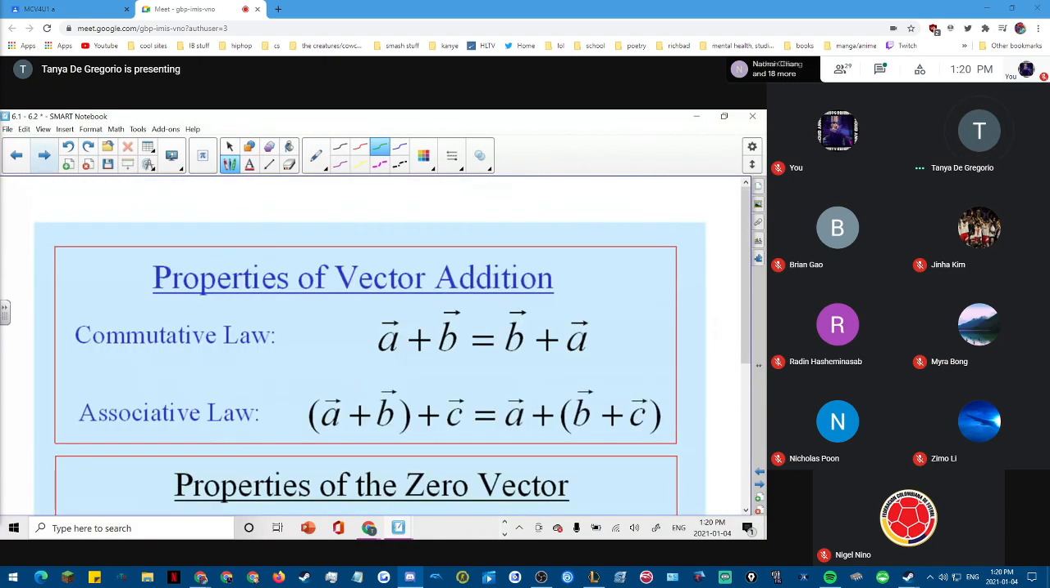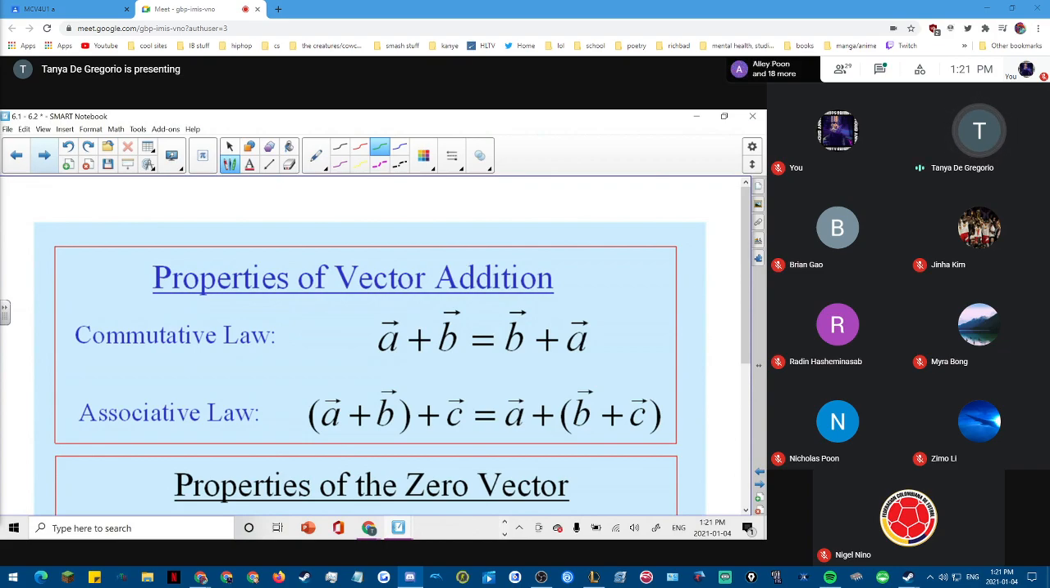Okay. So very quickly, let's look at the properties. So what's a commutative law? Commutative law in math is when it doesn't matter the way that you are adding your vectors together. It's not just for vectors, right? I'm sure you've heard this word before, the commutative law. It's the same thing as 3 plus 2 is the same as 2 plus 3, right? That's a commutative law. So here I have vector A plus B is the same as vector B plus A.